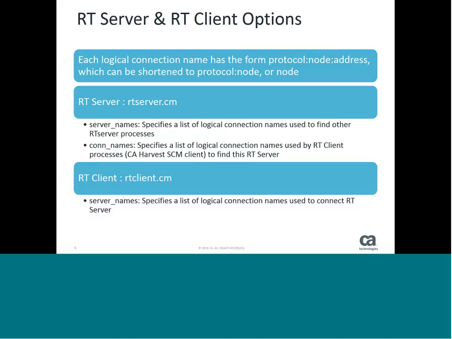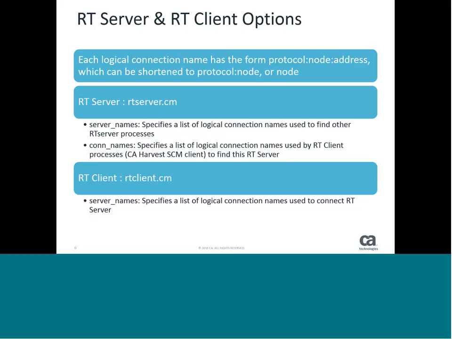Next, if we see con names, for a particular RT server, this con names will be a list of logical connection names by which it identifies itself so that other clients can communicate. For example, there is an RT server running on a node, let's say, test. So the string will be TCP:test:5101. This string should be specified against the con names parameter. This means this RT server is listening on test node and it is listening on 5101 for connections from other RT clients.